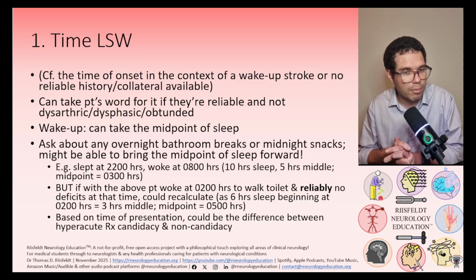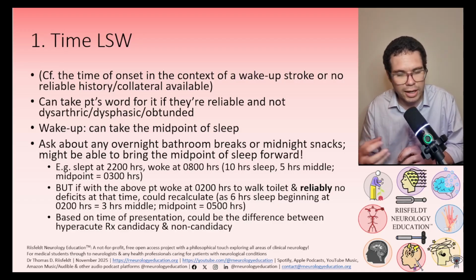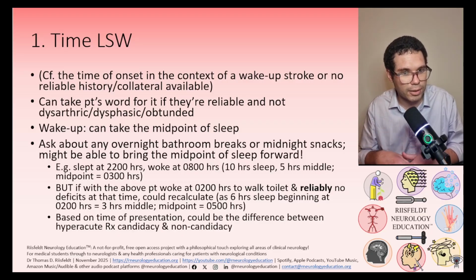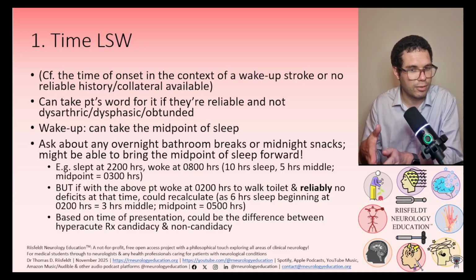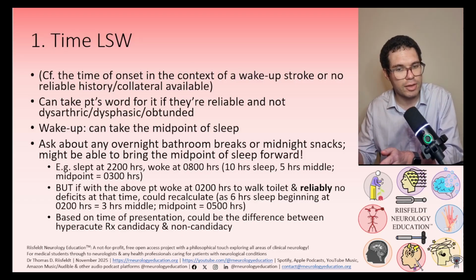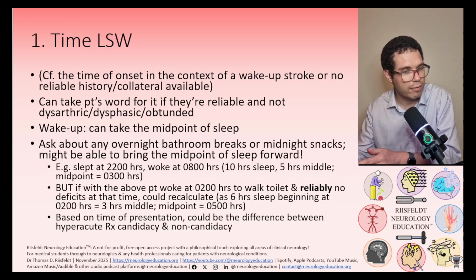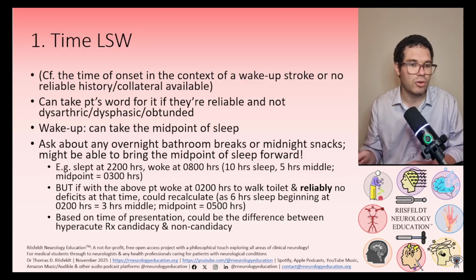So for example, if in the above example that I provided, if the patient actually woke up at 2 a.m. to go to the toilet and they didn't have a hemiparesis and they were totally fine at that time, and you could reliably say that those deficits were absent, then you can recalculate. So you can say, actually, it's as if they went to sleep at 2 a.m. because they then went back to sleep at 2 a.m. and then they still woke at 8 a.m. So actually only 6 hours elapsed, half of which is 3 hours. So 2 a.m. plus 3 hours then equals 5 a.m. So you can take the time of last seen well, or the midpoint of sleep as 5 a.m. as opposed to 3 a.m.